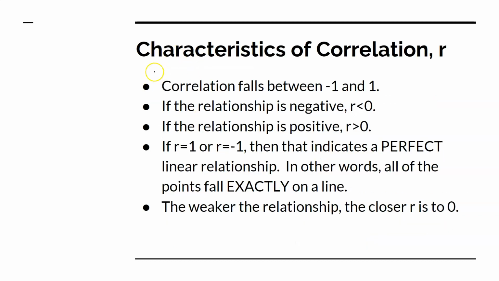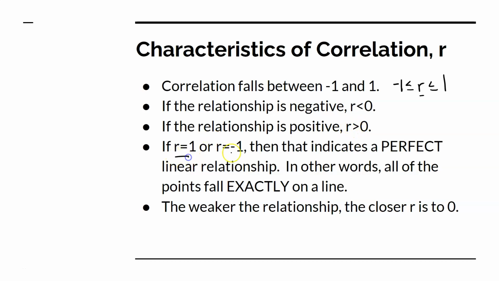All right, some characteristics of correlation, and you're definitely going to want to write this down. Correlation always falls between -1 and 1. If we write that using math, that is -1 ≤ r ≤ 1. Correlation is somewhere between -1 and 1. If the relationship is negative, that means r is smaller than 0. If the relationship is positive, that means r is greater than 0.